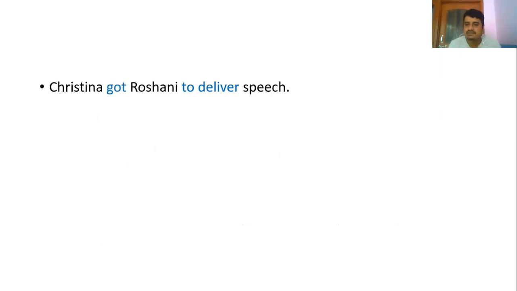Let's look at some examples and try to generalize the structure of causative verbs. I hope the examples which are being displayed here with the help of slides will support the students to generalize the structure of causative verbs.